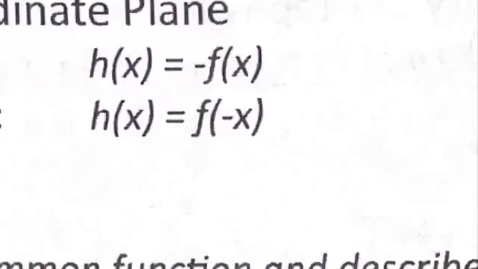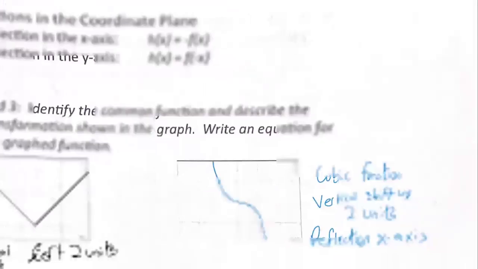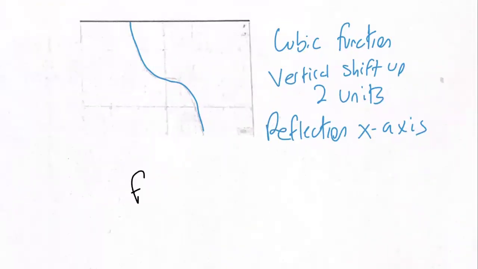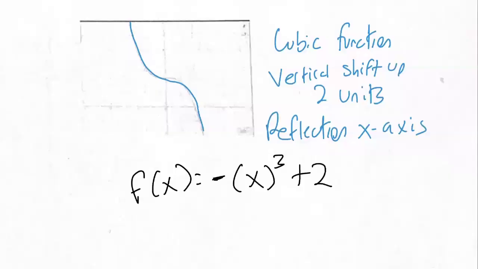When it's over the x-axis, the negative is on the outside. So this would be f of x equals negative parentheses x cubed plus 2.